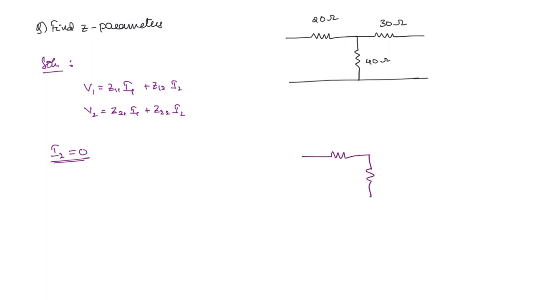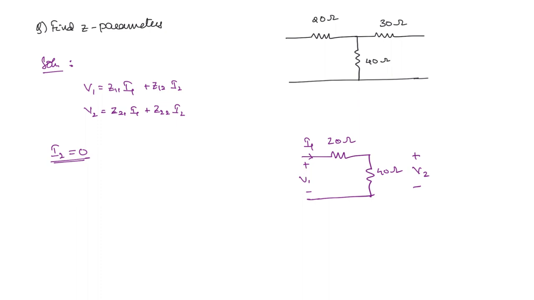You will only be left out with 20 ohms. This is 40 ohms. The voltage V2 will be present. I2 will be 0 but V2 will be present. And here V1 and I1. Okay. So now you can find out what are the two parameters you can find out. Z11 you can find out, Z21 you can find out. Z11 is V1 by I1, Z21 is V2 by I1.